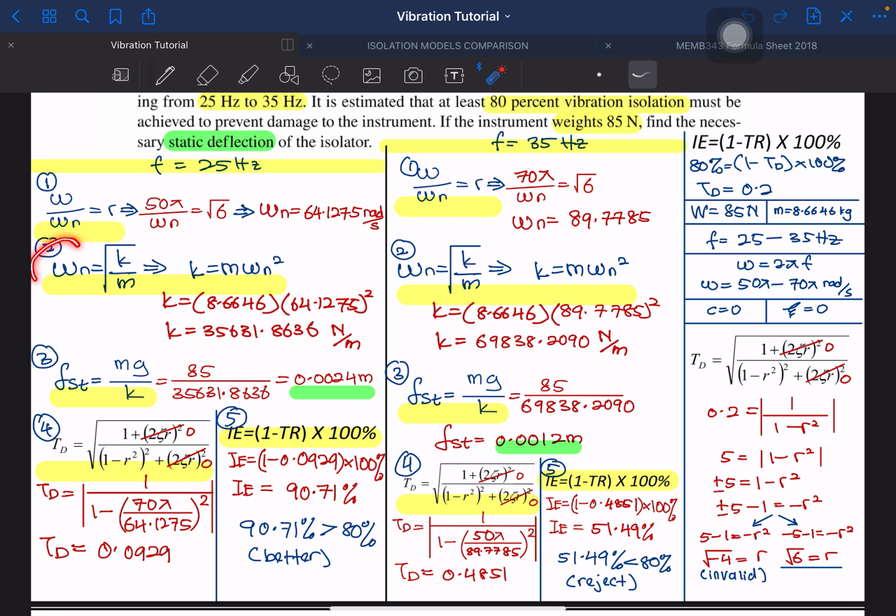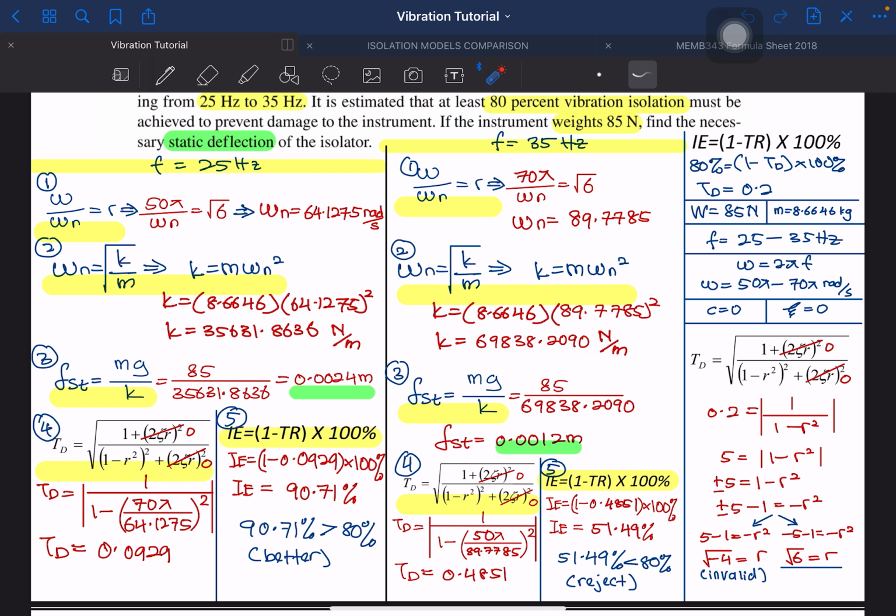Now that we already have our omega n, we want to find the k. Bring the square root to the other side, it becomes omega n squared. Then divided by m, bring it to the other side, it becomes multiply. So m multiplied by omega n squared equals k. Same for both. We already have our m here, which is 8.6646. Plug in omega n at the respective frequencies, and you get the value of k at each frequency.